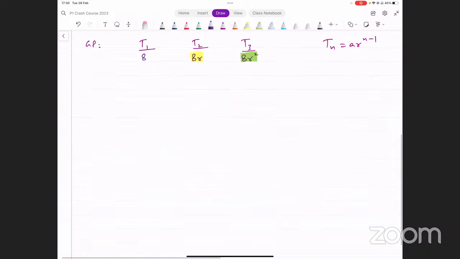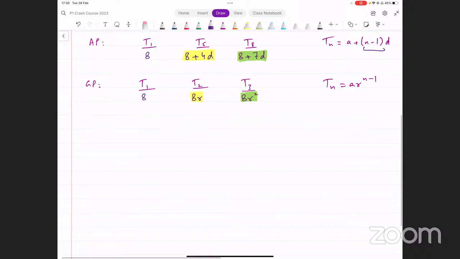Write down two equations connecting d and r. We have two equations here. The first equation is 8 plus 4d equals 8r. And the second equation is 8 plus 7d equals 8r squared. Now from the first equation, what do we get? We get 2 plus d equal to 2r.